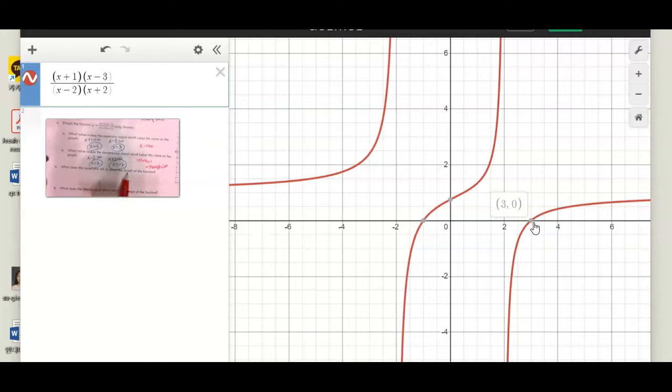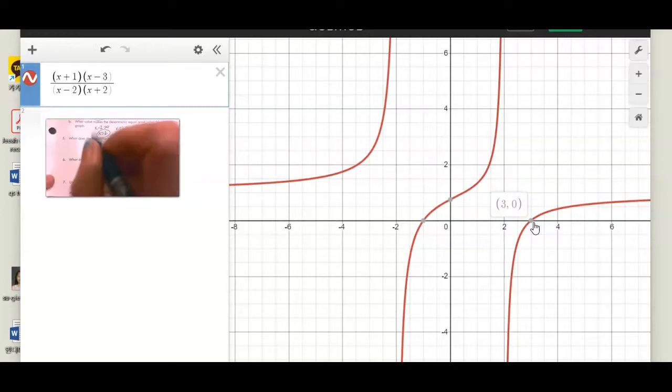What does the numerator tell us about the graph of a function? So let's write down the summary. The zero of the numerator gives the x-intercept.